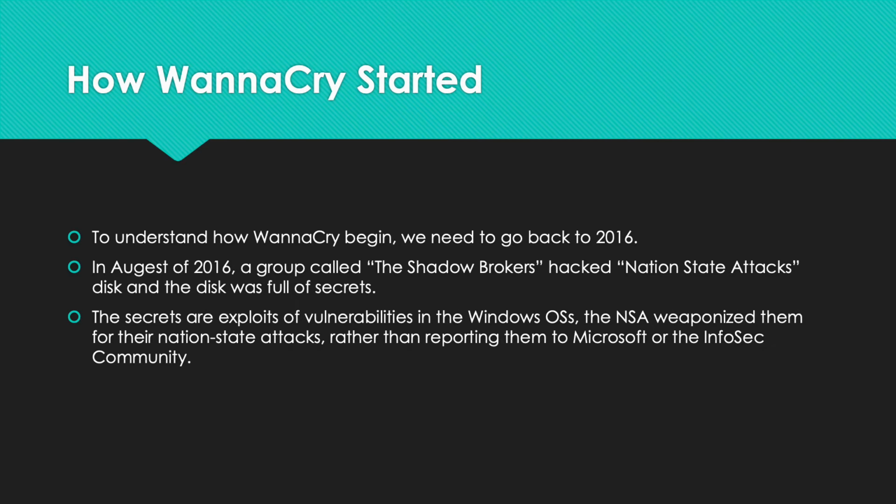How WannaCry started. To understand that, we need to go back to 2016. In August of 2016, a group called the Shadow Brokers hacked the NSA, and the disk was full of secrets. The secrets are exploits of vulnerabilities in the Windows operating systems. The NSA weaponized them for their nation attacks rather than reporting them to Microsoft or the InfoSec community.